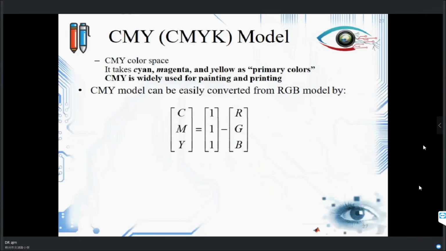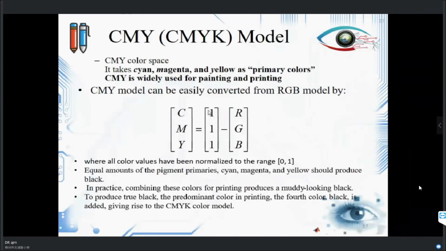The CMY model can be easily converted from the RGB model. If you assume the RGB as a matrix form, you can use the matrix below to convert to the CMY colors, with the subtraction of the 1 1 1 in each row and column, and it will generate the CMY for you. As you can see, all the color values are normalized to the 0 to 1 range, then equal amounts of the pigment primaries of cyan, magenta, and yellow can produce black.